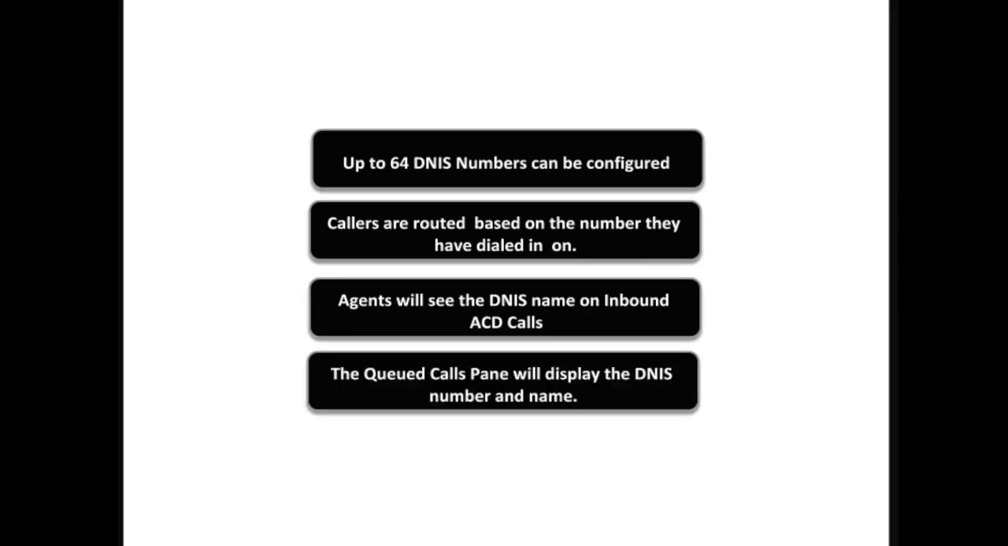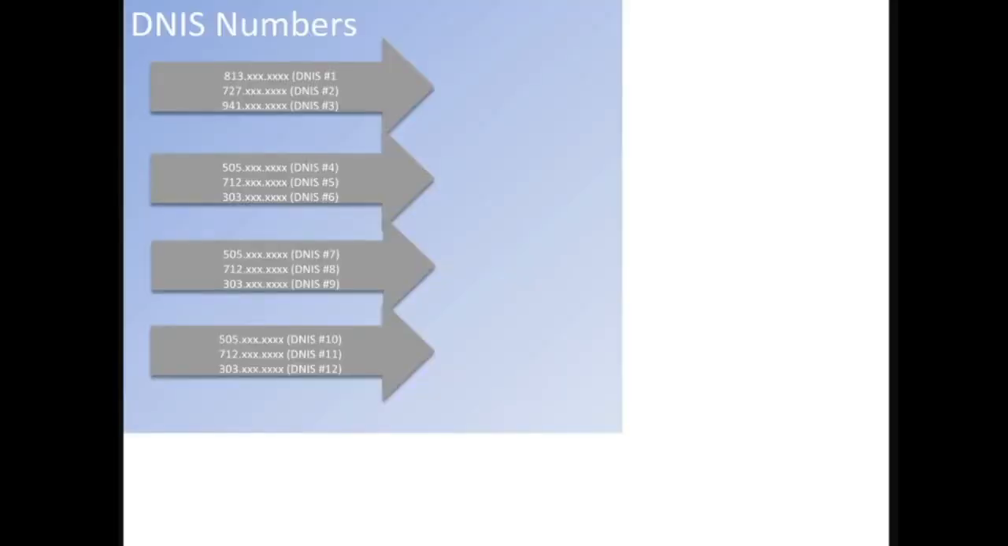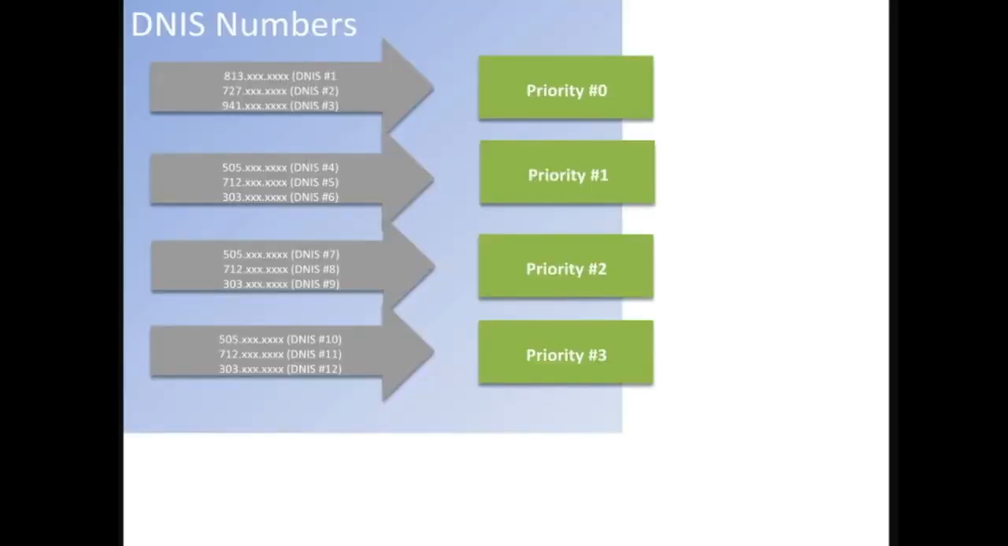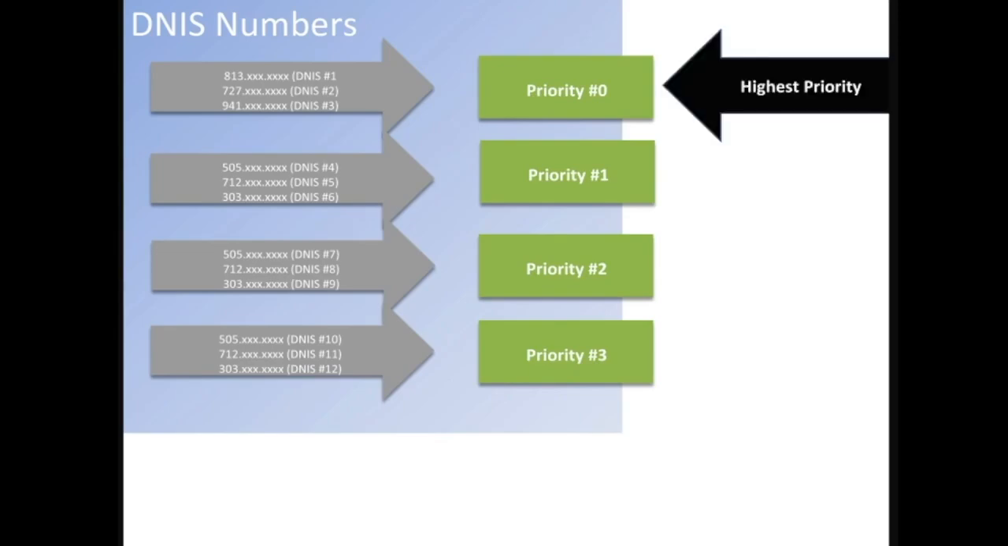In the queued calls pane, you will see the DNIS number and name associated with the queued call. When DNIS numbers are configured by your administrator, they can be assigned various priority levels, Level 0 through 3, with 0 being the highest priority. As a supervisor, you have the ability to promote calls to a higher priority so that they will be delivered to agents more quickly. Let's take a closer look.